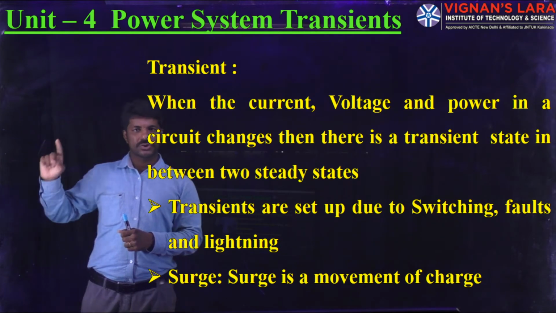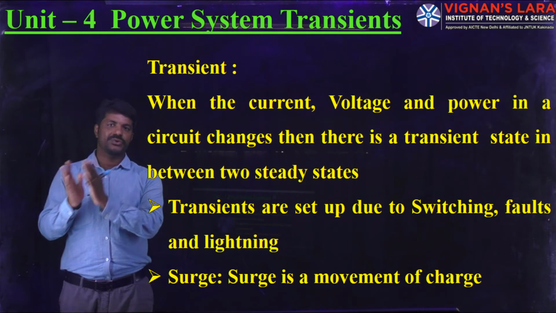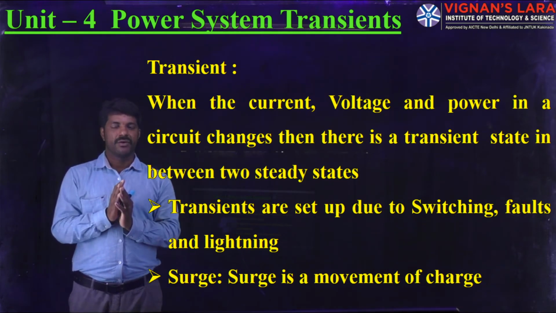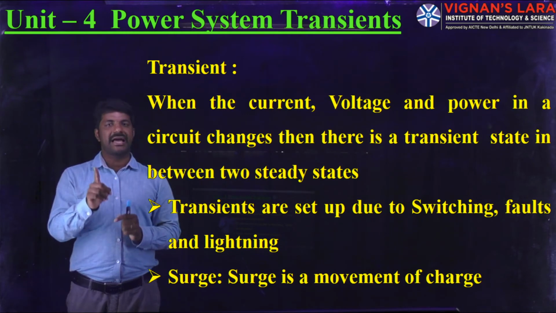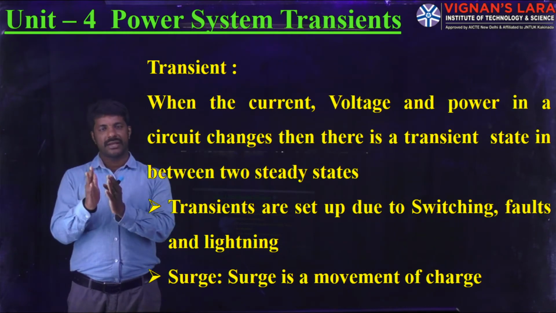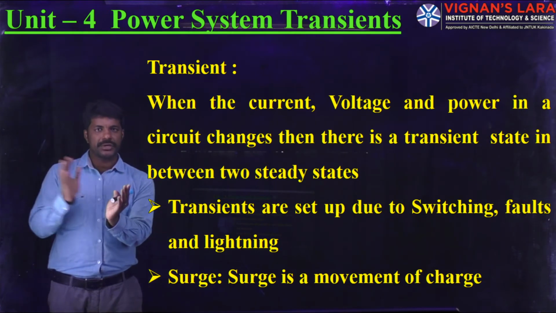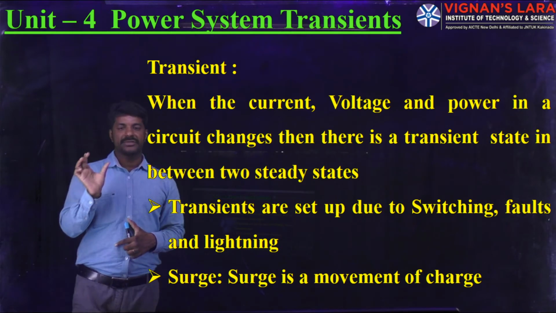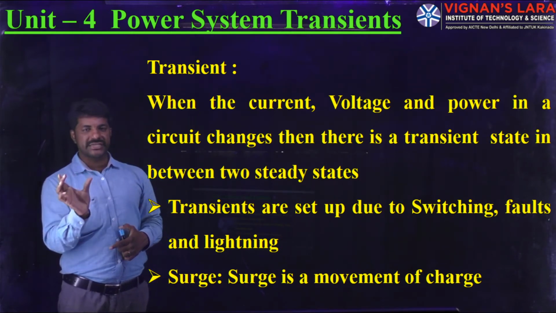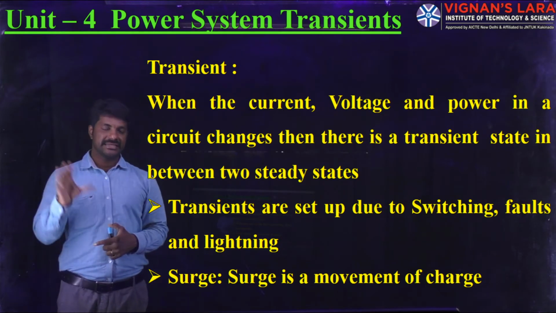Whenever the switch is closed, we can say that the transmission line is subjected to a disturbance. For whom is the disturbance? It is the disturbance that goes from open circuit to closed circuit. In between this open circuit and closed circuit, there is some sort of duration. For that duration, the transmission line is subjected to transients. Okay, that is switching operation.